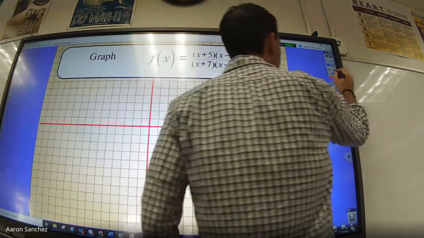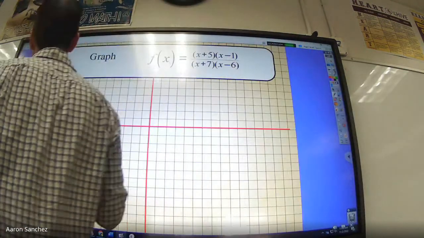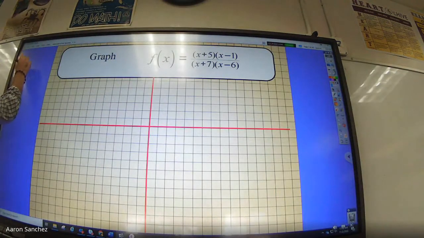Do the first step. I'm setting it equal to 0. You guys are probably just going for it, which is great. X plus 5, x minus 1 over x plus 7 and x minus 6 equals 0. You can't see the 0, but it's there. What are my zeros?